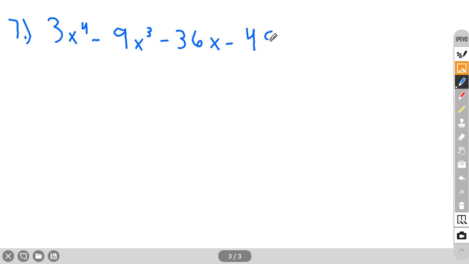Okay, on this next one, number 7, it says it wants me to use synthetic division to divide. So I've got 3x to the 4th, then I've got minus 9x cubed, then it says that I've got minus 36x minus 45. And it wants me to take this equation and divide it by x minus 4.